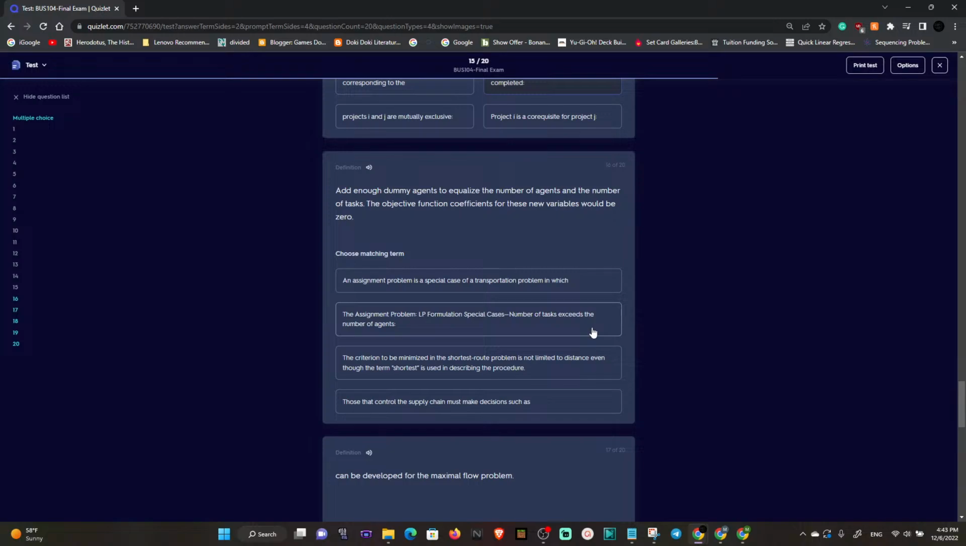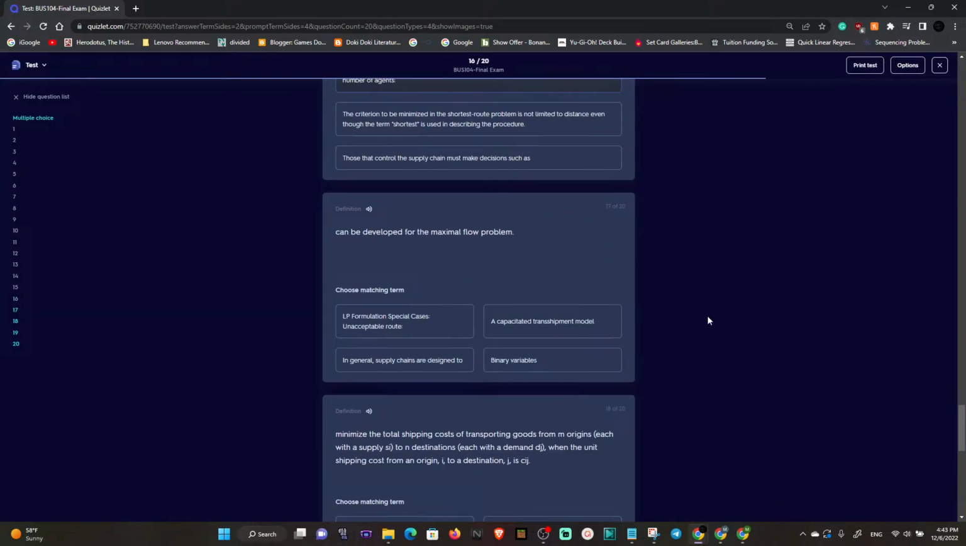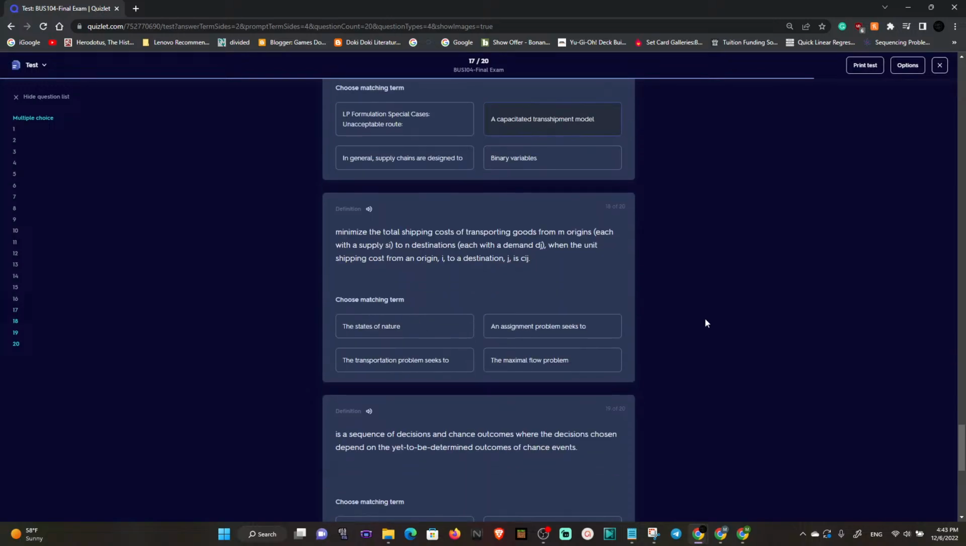Oh yeah, exceed the number of agents, and then can be developed for the maximal flow problem. Maximum flow problem. This would be on me. Capacitated transshipment problem model. You're up. Minimize the total shipping cost of transporting goods from M origins to N destinations when the unit shipping cost from an origin I to a destination J is Cij.